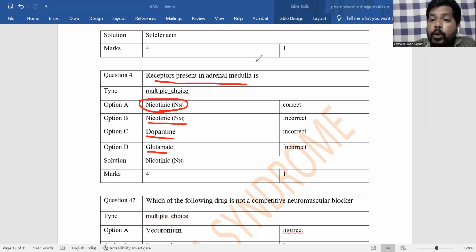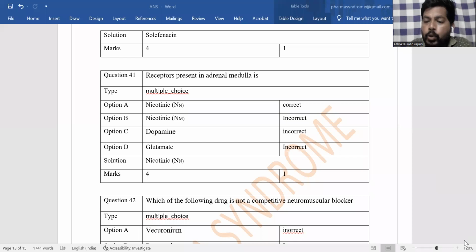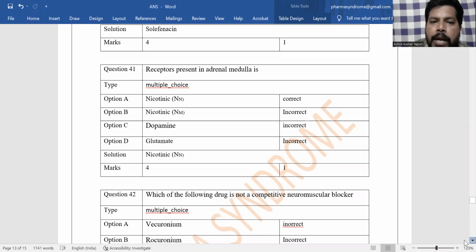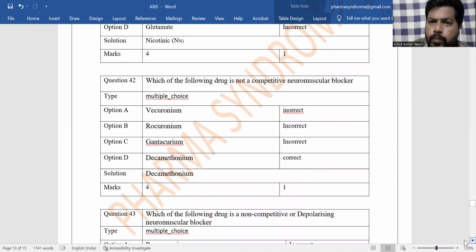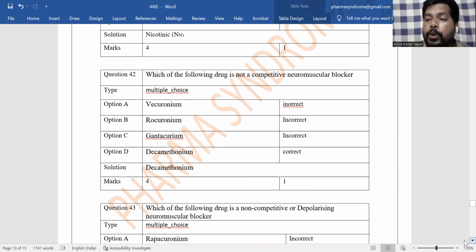If the adrenal medulla is stimulated due to activation of NN receptors, there is a release of adrenaline from the adrenal gland. So adrenaline is released because of binding of acetylcholine to NN receptors in the adrenal medulla. You know, the adrenal medulla releases adrenaline and the adrenal cortex releases hormones like glucocorticoids. Next question.